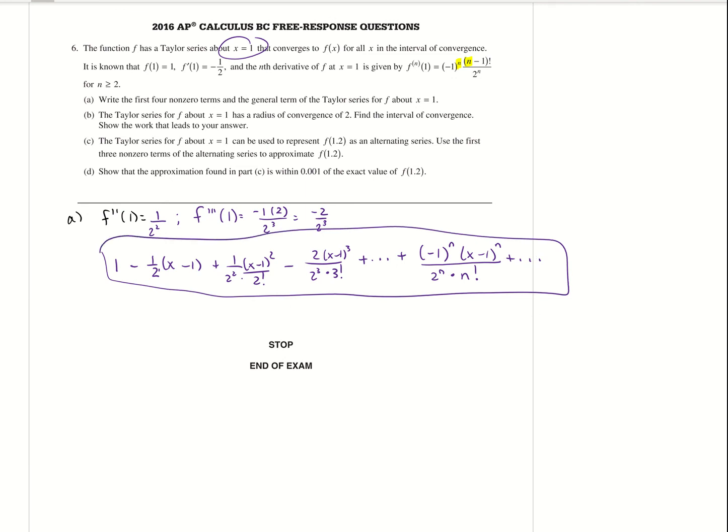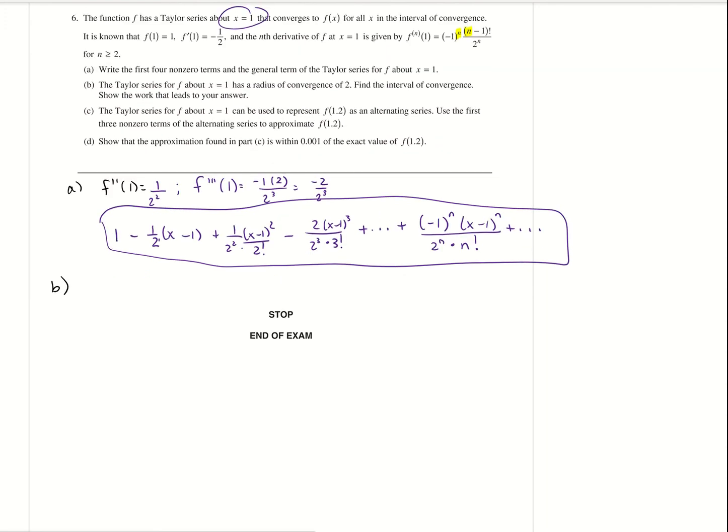Part B: the Taylor series about x equals 1 has a radius of convergence of 2. We want to find its interval of convergence and show our work. Well, if it's centered at 1, then the absolute value of x minus 1 is less than 2. So x minus 1 will be between negative 2 and 2, and x would be between negative 1 and 3.